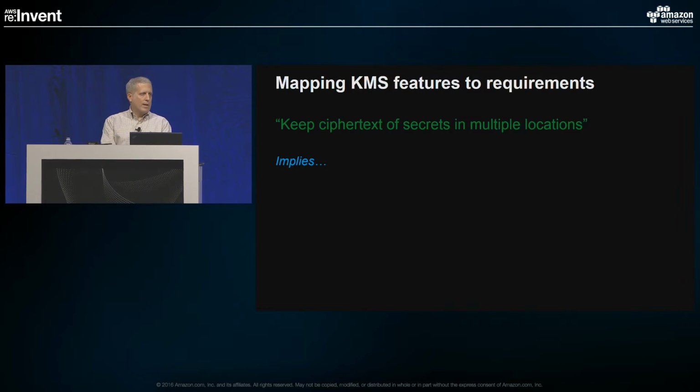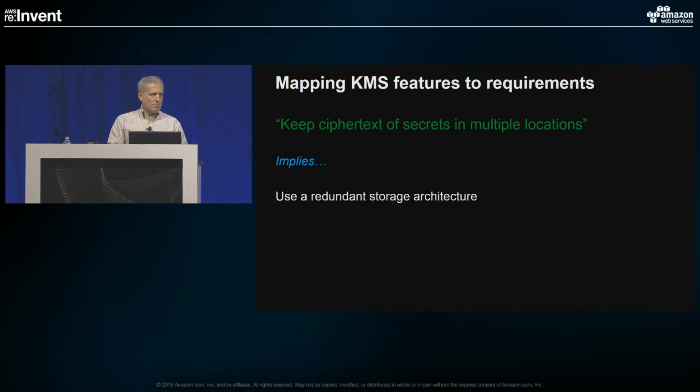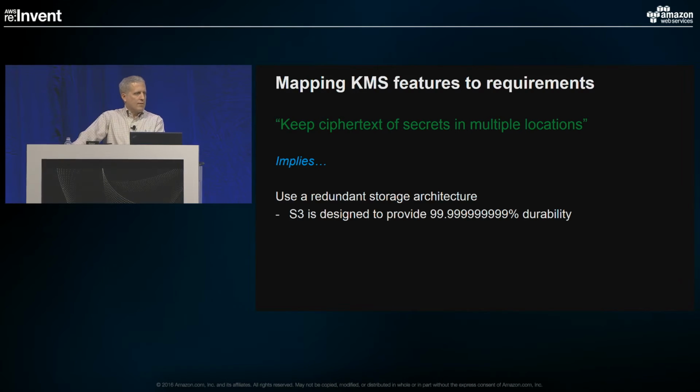So, we had another requirement about keeping copies of ciphertext in multiple locations. So, using a redundant storage architecture makes a lot of sense. Within KMS, we actually store copies of your master keys in redundant storage locations, one of which happens to be S3, which is designed with 11 nines of durability. For your own applications, what we see amongst our customers is a combination of S3 and sometimes Dynamo.